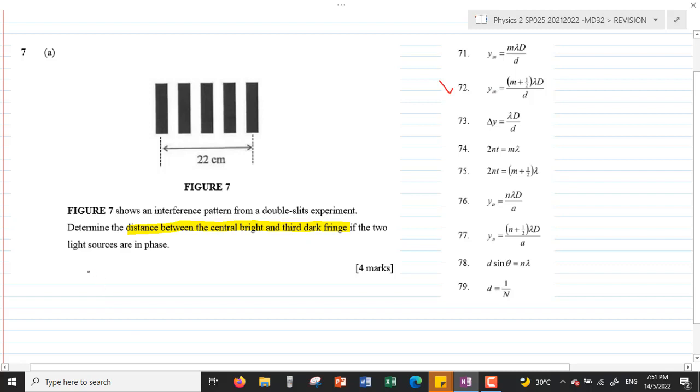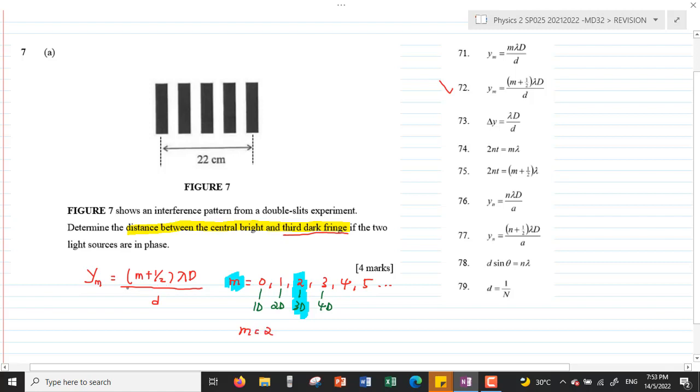So we write down the equation first. We are going to use y_m equal to (m plus half) lambda D over d. m is the order number starting from 0, 1, 2, 3, 4, 5, and so forth. We want to find the third dark fringe, so the third dark fringe corresponds to which order number? We can count. Starting from 0 is the first dark fringe, this is the second dark fringe, third dark fringe, fourth dark fringe. So for our third dark fringe, the order number m is equal to 2. We write down m equal to 2.